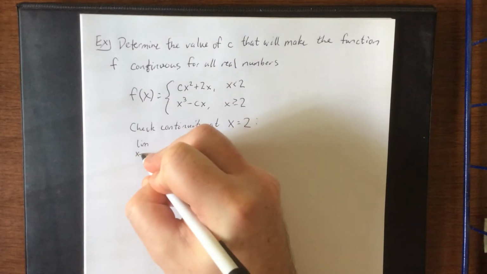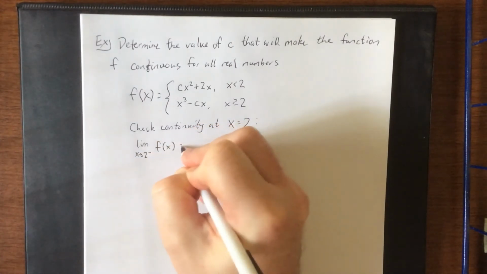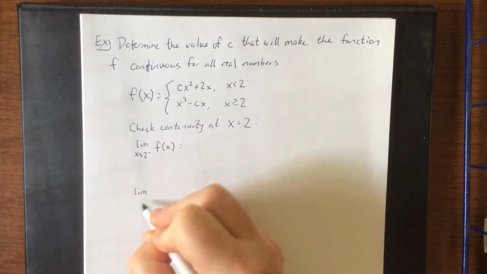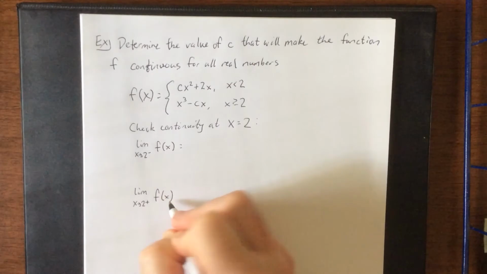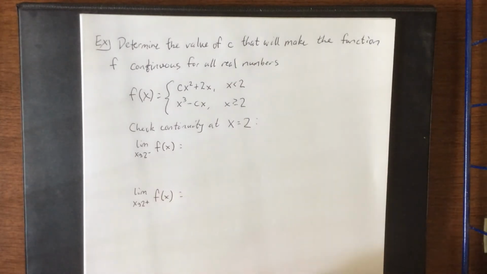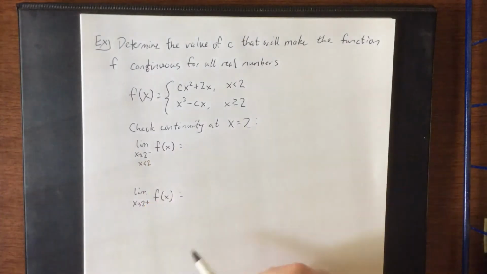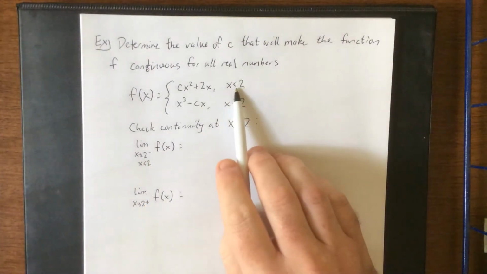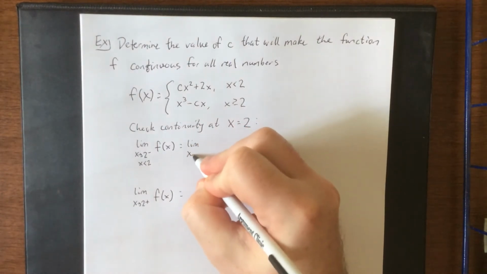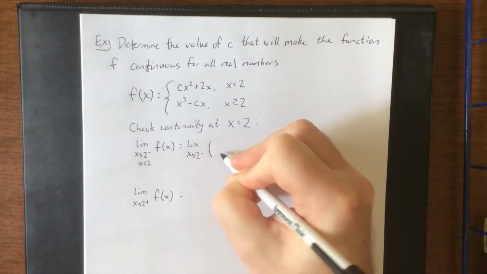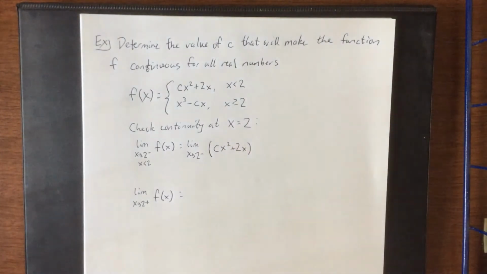So for the left-hand limit, we're going to consider the limit as x approaches 2 from the left of f of x. And we're also going to consider the limit as x approaches 2 from the right for f of x. Do keep in mind that the left-hand limit means that we're talking about only values of x that are less than 2, which is why we're going to go with the top definition of the function. So limit as x approaches 2 from the left of cx squared plus 2x.